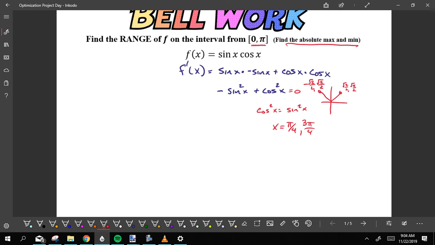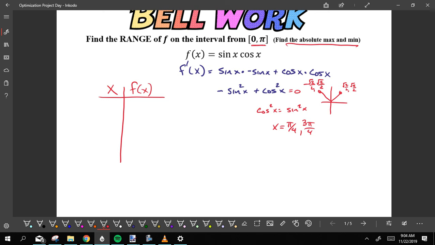At this point, let's say I said justify where the absolute maximums and minimums were. Remember, this is the one time where justify does not mean words. How do you justify if something is a max or a min? An absolute max or min? My t-chart over here, I'm going to have x and f of x.